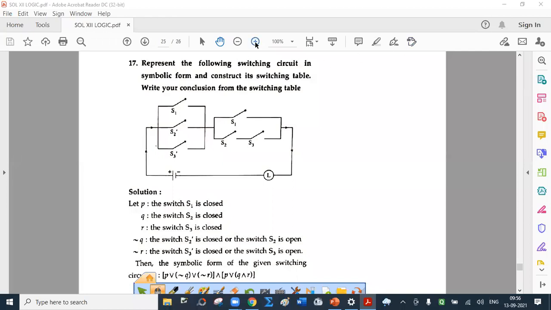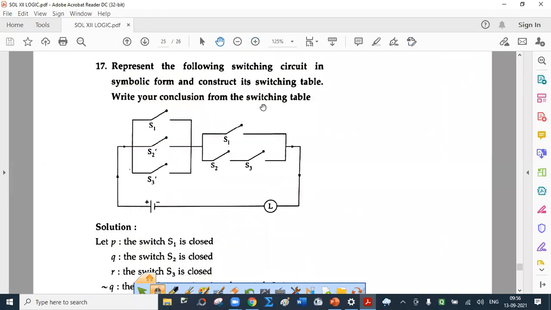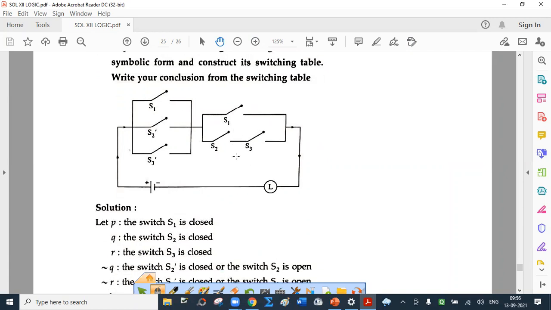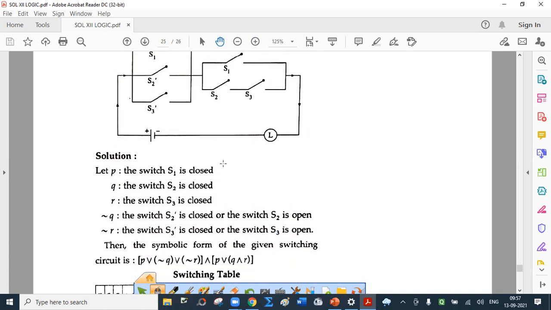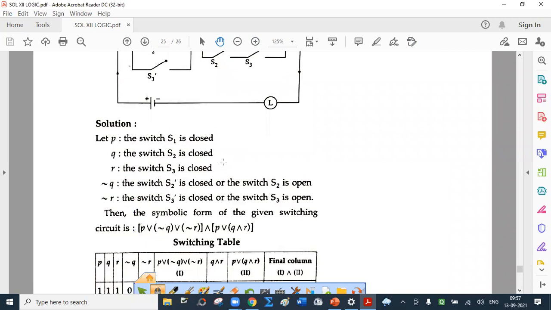Now the last sum of this topic. Represent the following switching circuit in symbolic form and construct its switching table. Write your conclusion from the switching table. This will be asked for 4 marks. So strictly you have to begin with this only. Otherwise they have given S1, S2, S3, so how can you directly say P, Q, R? So first you have to define: let P stand for switch S1 is closed, and so on.